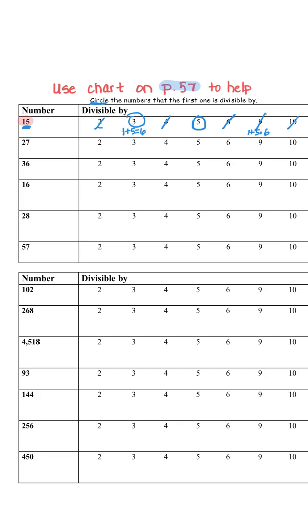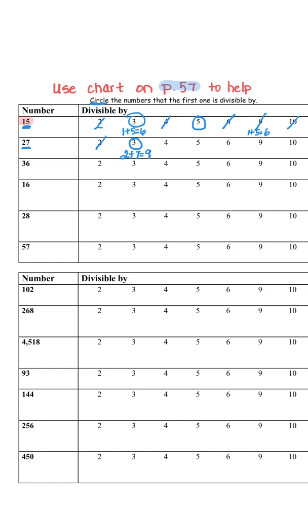Alrighty, let's try the next one, 27. Let's go through it again. So is 27 a number divisible by 2? The answer is no. It does not end in a 0, 2, 4, 6, or 8. Is it divisible by 3? Well, let's add the sum of the digits together. 2 plus 7 equals 9. Is 9 divisible by 3 evenly? The answer is yes, so you would circle it.